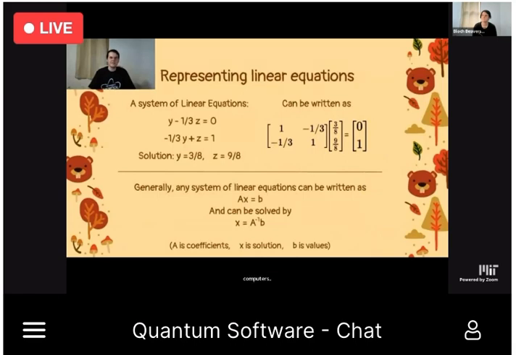The HHL algorithm solves a system of linear equations, which can be written like the thing on the left, with a solution y equals 3/8 and z equals 9/8. But it can also be rewritten as the product of a matrix and a vector being equal to a vector. And generally, any system of linear equations can be written as Ax equals b, and can be solved by just multiplying b by the inverse of A.